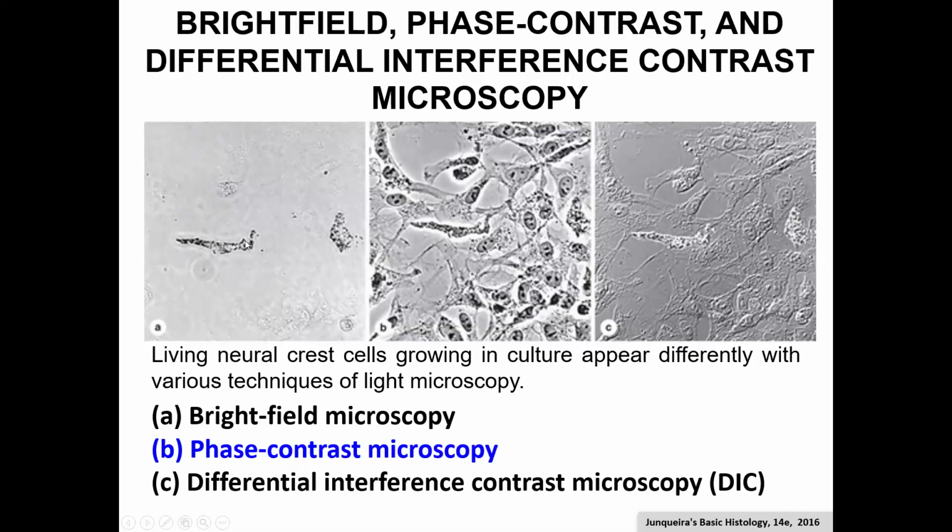There are some cells. These are neural crest cells. We'll see, I think 2 weeks from today, what neural crest cells are. They are the precursors of the cells that form the peripheral nervous system. But there are some tricks that can be done with the microscope so that one can look at cells in an unstained, non-stained specimen. Those tricks rely on the properties of light. And this is the phase contrast micrograph.